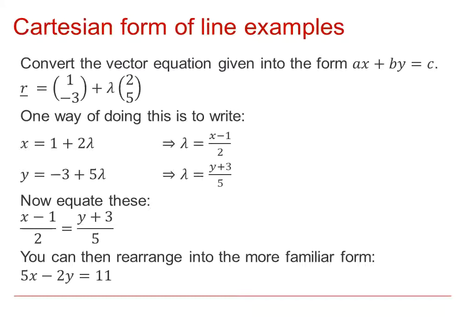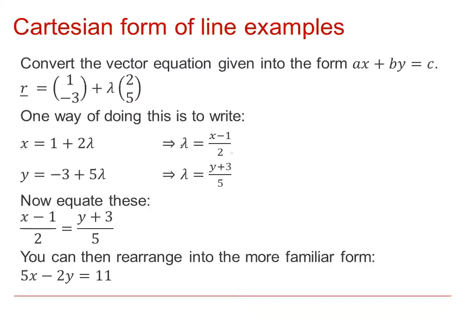So if we want to convert the vector equation of a given line into the form ax plus by plus c, then we take the given vector equation. So here we've got r equals the vector (1, -3) plus lambda (2, 5). And one way of tackling this problem is to pick out the x component. So x is going to be 1 plus 2 lambda, and the y component of r is going to be minus 3 plus 5 lambda.